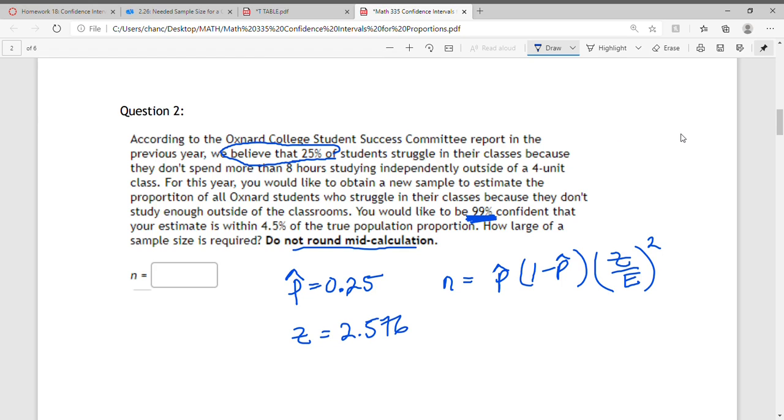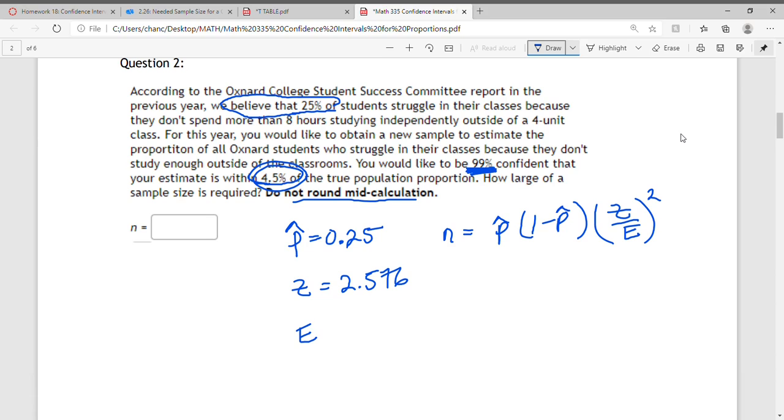Again, Z is 2.576. And we need one more piece of information, that's our margin of error. Our margin of error is 4.5%. That's the E. Convert that to a decimal, move it 2 decimal places to the left, and this is equivalent to 0.045.